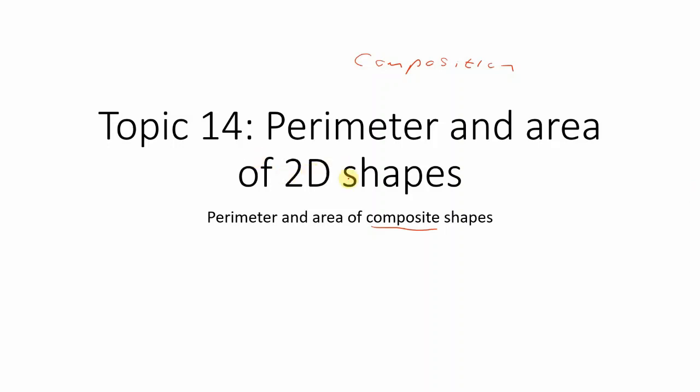So in maths we have a similar idea when we refer to composite shapes. It simply means a shape that consists of more than one shape. Like here we have a rectangular shape as well as a triangular shape. So together it is a composite shape. It consists of two different shapes to create a new shape.